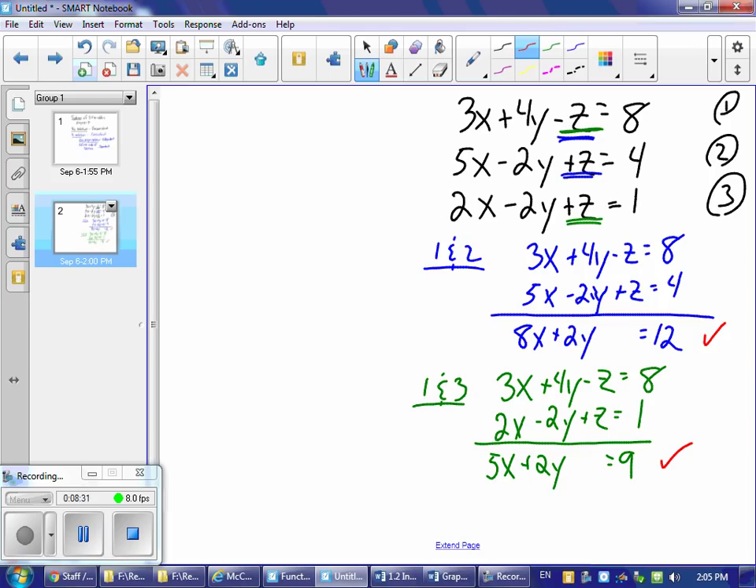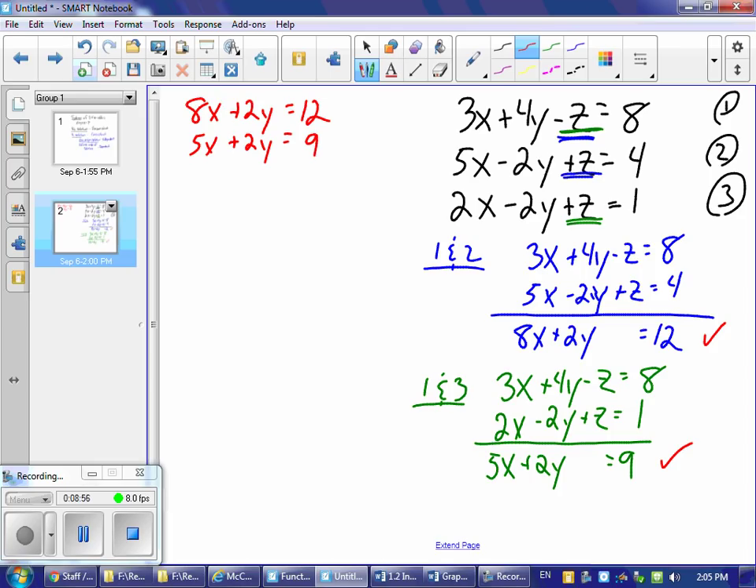I did say I was going to use the right side of the screen. I'm going to try and use the top of the left, and we'll see how well this works. So I'm going to rewrite the blue equation, 8x plus 2y equals 12. And then the green equation, 5x plus 2y equals 9.